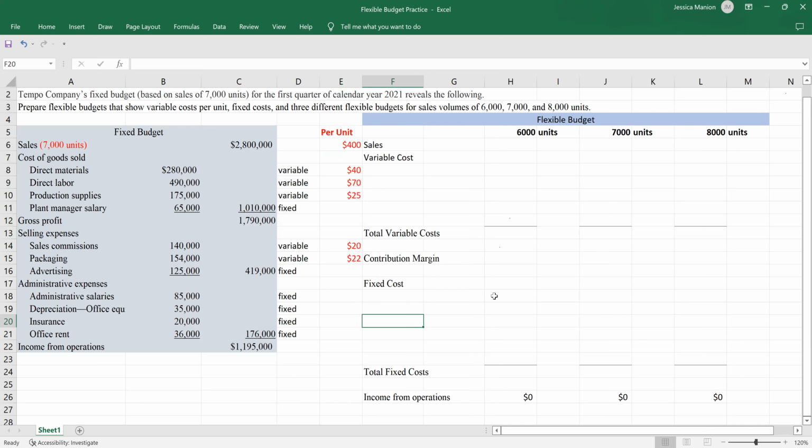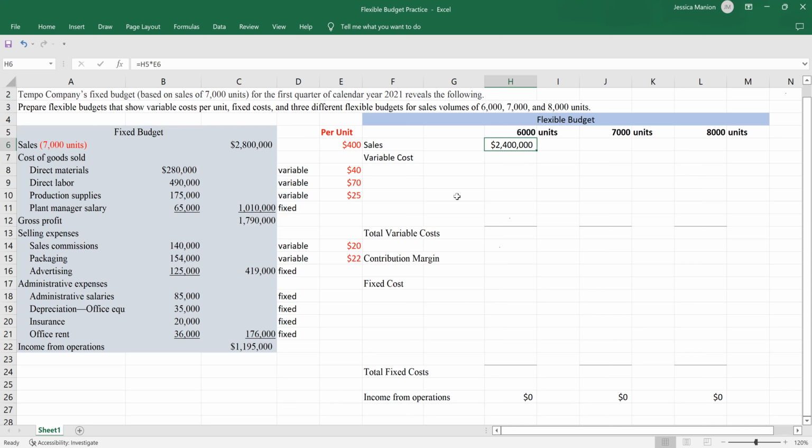So, either way that we wanted to do it, we could fill in the variable cost first and then the fixed cost. We could fill in the fixed cost, then the variable cost. It doesn't really matter which way we do it. But I'm just going to start at the top and work our way down. So, sales for 6,000 units. So again, we have 6,000 units times our selling price per unit. So sales for 6,000 units would be 2.4 million.